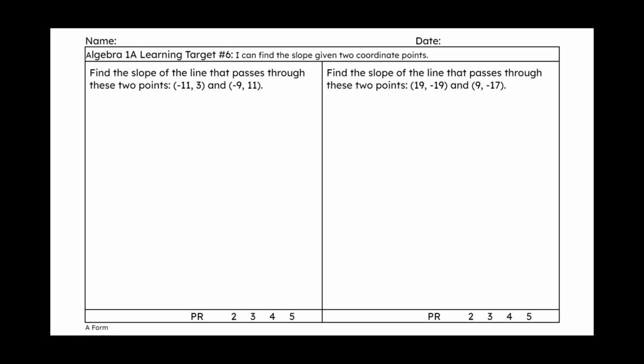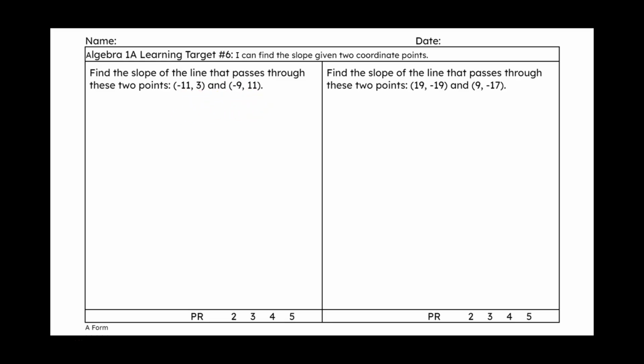So related to target number 5, when we were finding the slope given the graph, we were looking for how to get from one point to another, how much you go up or down compared to how much you go right or left, and writing that as a ratio expressed as a fraction. So in this case, we don't have the picture, so we can't count how many steps to go from one point to the other. We're going to have to figure it out just by using the numbers here.